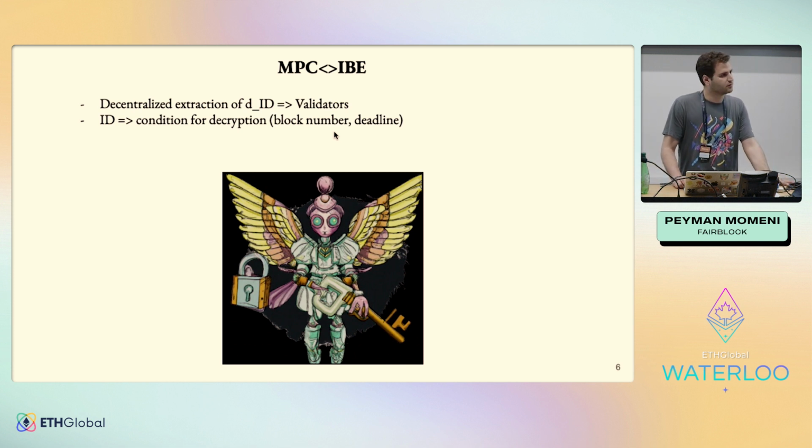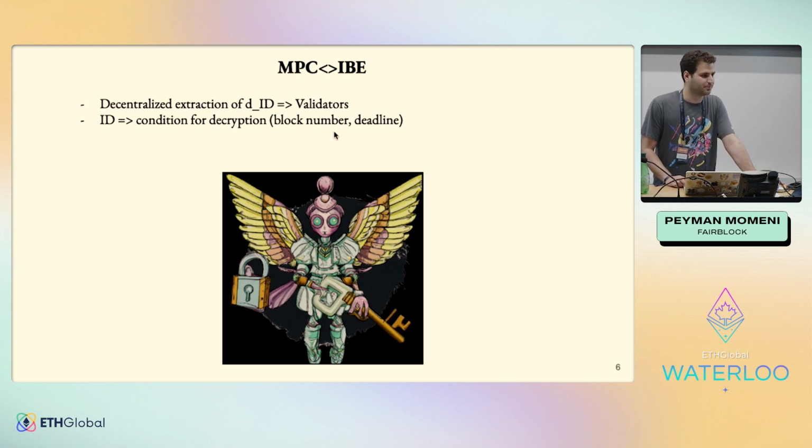And the ID, which was an email address or IP, is the condition of decryption. Here, the ID is the block number, or simply the deadline for decryption. So you can encrypt a transaction for a specific deadline. You can encrypt it and say it should be decrypted in block 100.